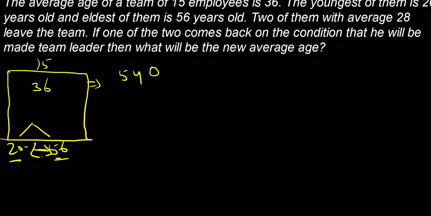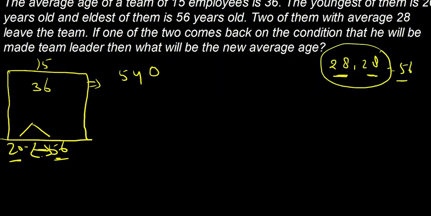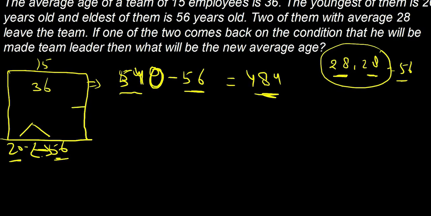Two of them with average 28 leave the team. Two people each having on average 28, so the total is 56. So in this whole box 56 is not there because they left the box. So now the box has a capacity of 484. So the total weight of this box is 484. If one of the two comes back on the condition that he will be made team leader, then what will be the new average age?